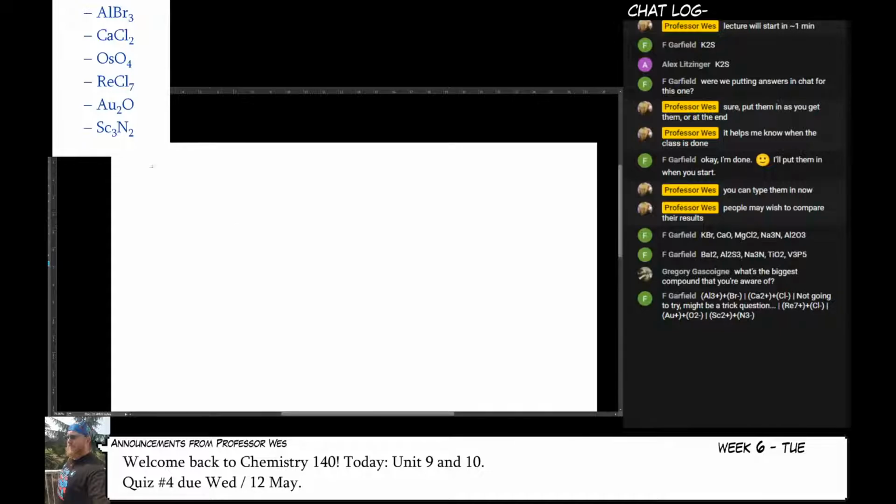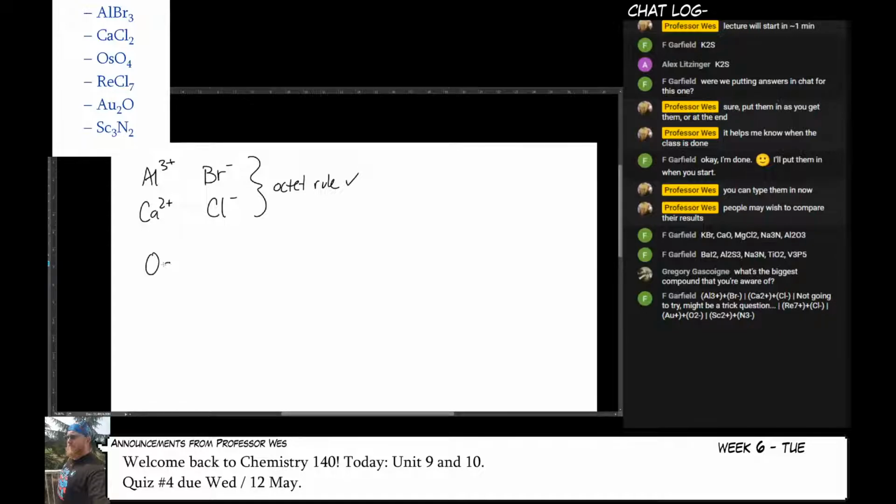Okay, so the first one, you already know what ions form for aluminum and bromine because they follow the octet rule, so that's easy. And the same is true for calcium and chlorine. So these all follow the octet rule. So easy enough. But the last four are a little bit more challenging.